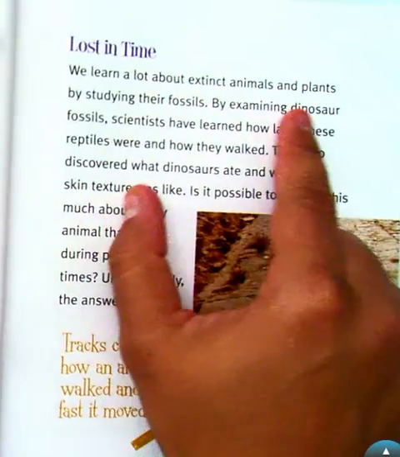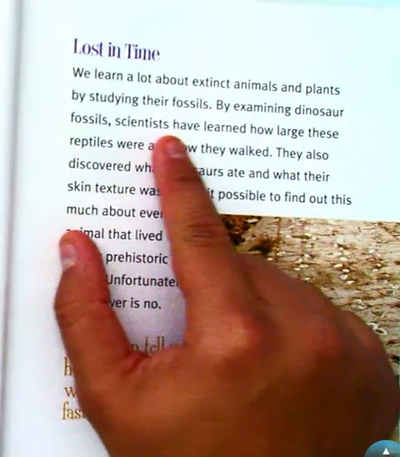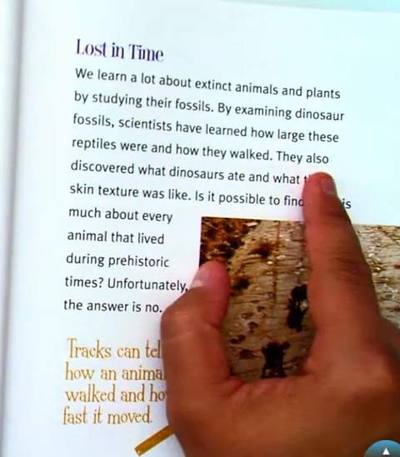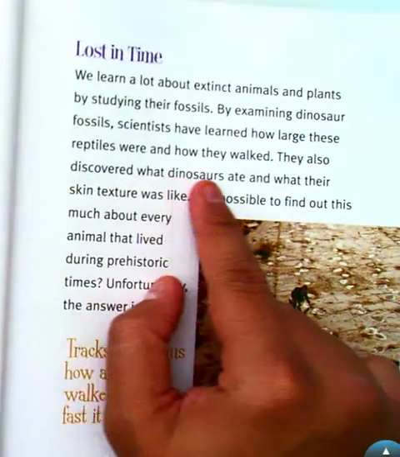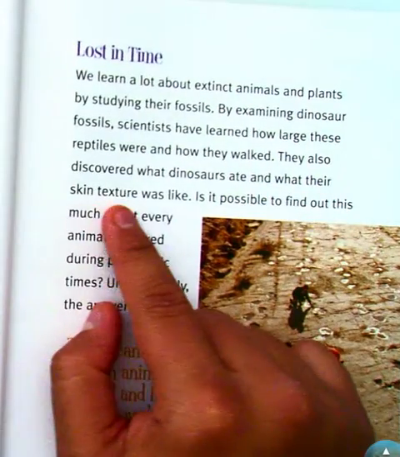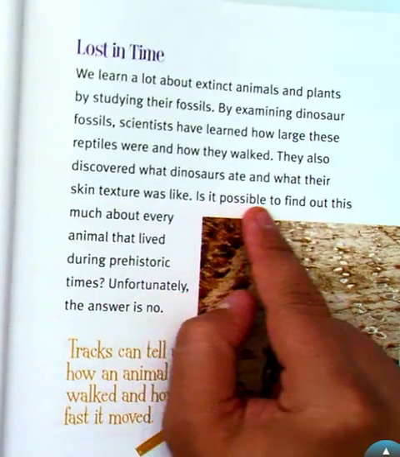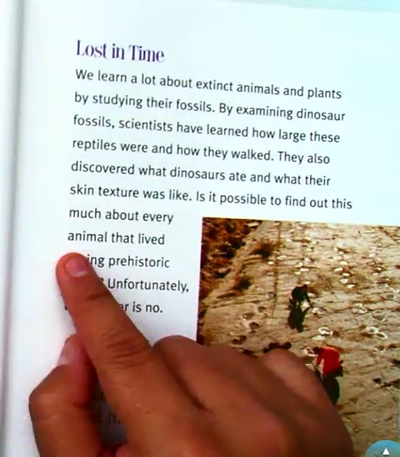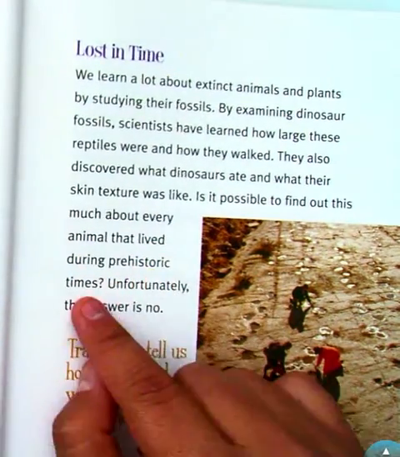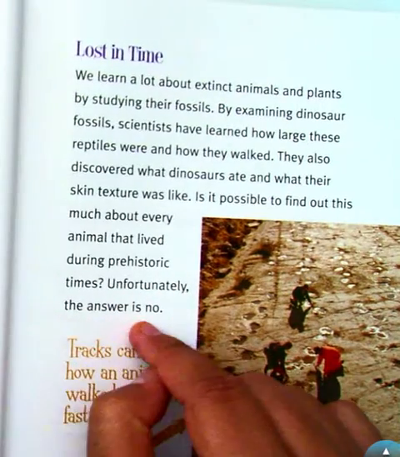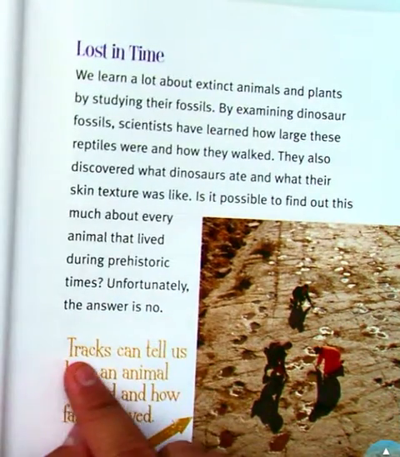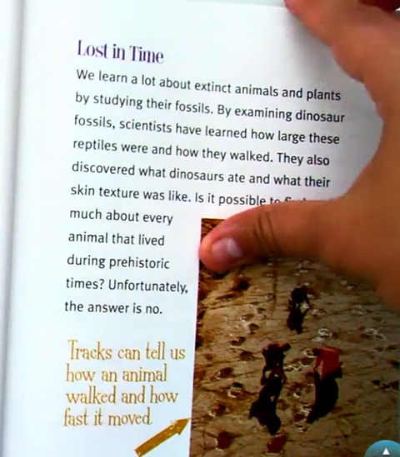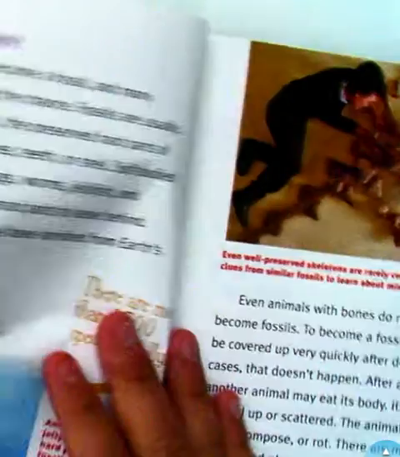By examining dinosaur fossils, scientists have learned how large these reptiles were and how they walked. They also discovered what dinosaurs ate and what their skin texture was like. Is it possible to find out this much about every animal that lived during prehistoric times? Unfortunately, the answer is no. Tracks can tell us how an animal walked and how fast it moved.